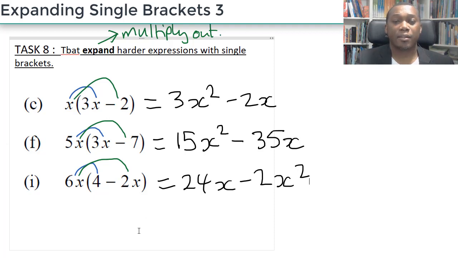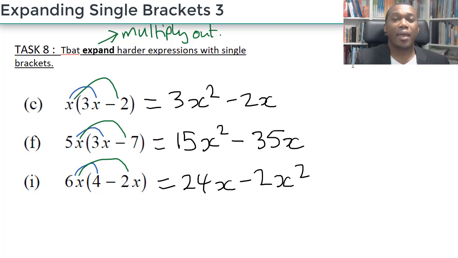And from a foundation paper perspective, if we're thinking about foundation and single brackets, this is as far as it should go for a foundation paper. As we move on now to task 9, what we're interested in is double brackets, and those are the big boys of foundation. They're critical for the higher paper for mastering double brackets, but they're very much on the top end for the foundation paper. That's what we're going to be looking at in task 9.